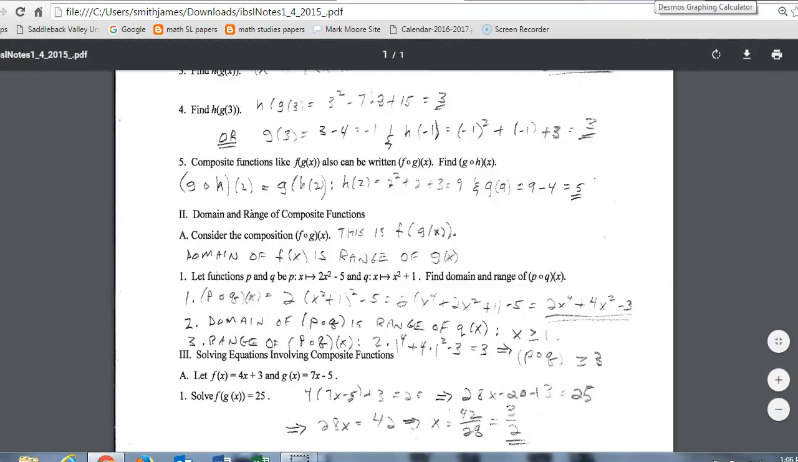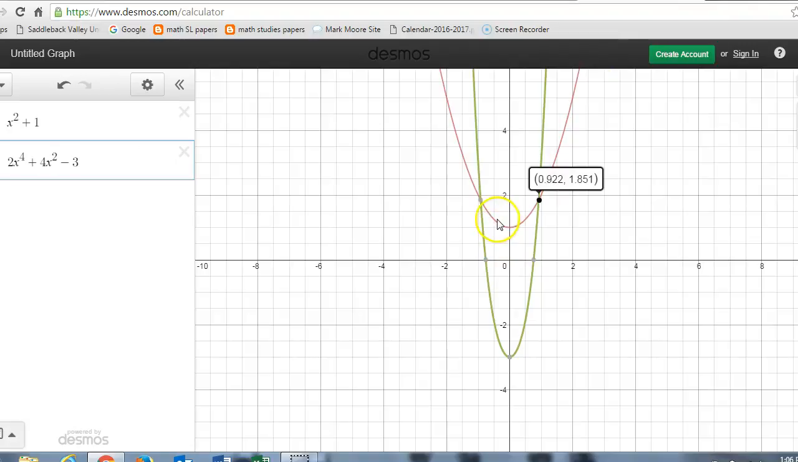Here's kind of a graph that you can see that might help. So if you look at the red graph, the red one is x squared plus 1. So the range on this, you can see its lowest point is at 1, and it only goes up from there. So the range on this would be y values that are greater than or equal to 1.